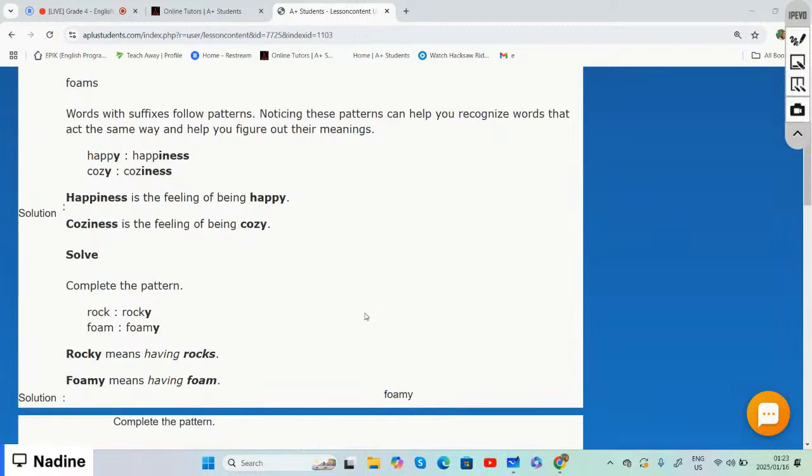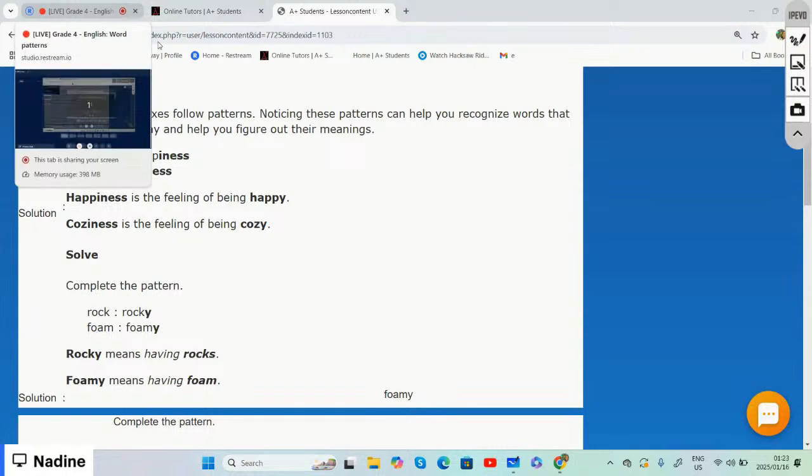And if we look at the meanings, rocky means having rocks or lots of rocks. And foamy means having foam or lots of foam. It's the same as when you're doing dishes and you put in a lot of dishwashing liquid and now it becomes foamy. Or in the bath, you throw in a lot of bubble bath and that's foamy. It means having foam or having lots of it.